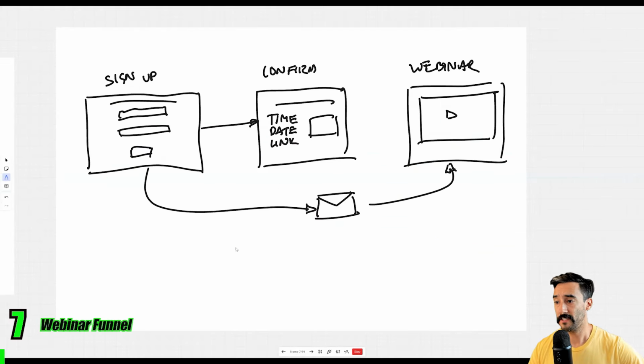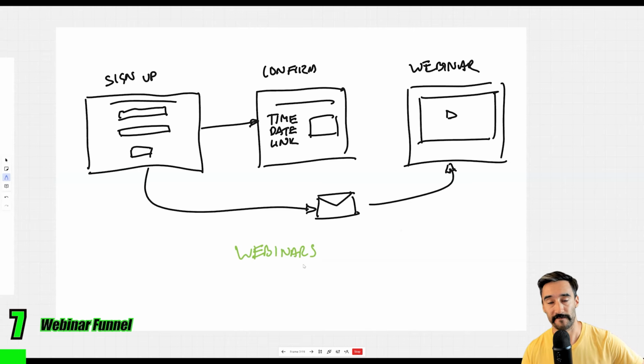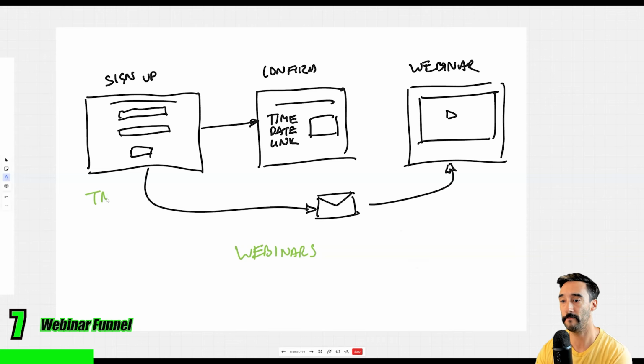Number 7. This is a webinar funnel. Everyone says webinars are dead, but they've been saying that for the past 15, 20 years. So I don't know when they're going to die. It's a really simple process. You simply say to people, on this time, at this particular date, we're going to be running a webinar and some free training where we're going to be showing you how to solve a particular problem.